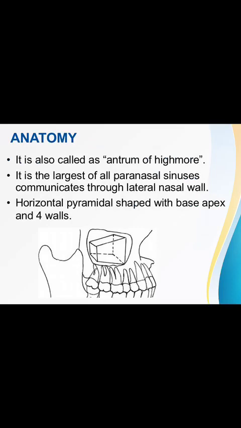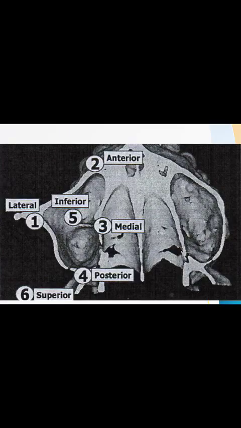The anatomy of maxillary sinus was given by Highmore in 1651, so it is also called as antrum of Highmore. It is the largest of all paranasal sinuses and communicates through nasal wall. Horizontal, pyramidal shaped with base, apex and 4 walls, so in total it has 6 walls.